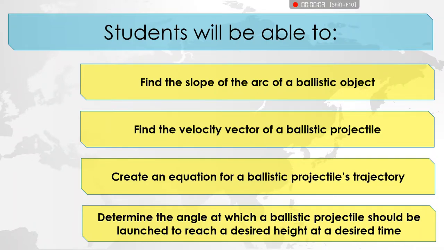All right, welcome back. So this is our second on projectile motion. I've got 4 new things that I want to do today, and then I'm going to go back over all the stuff we did before the break. So we're supposed to find the slope of an arc, find the velocity vector, create an equation for the trajectory. So that's sort of y in terms of x instead of y in terms of time. And then figure out the angle at which we should fire something in order to get to the right height at the right time.